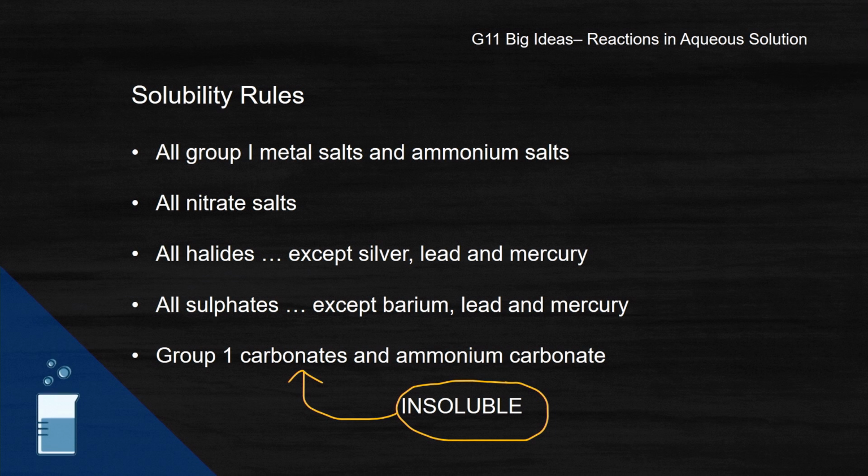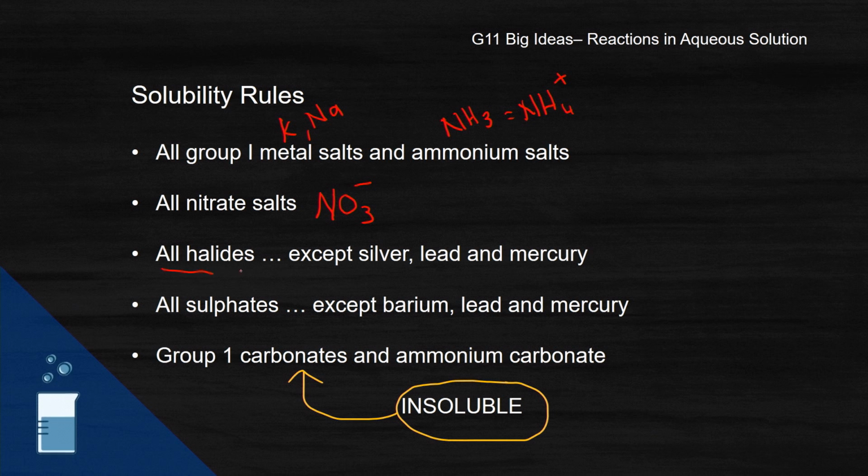This is something that you really do need to learn. It is the solubility rules. You need to know them. All group 1 salts and ammonium salts are soluble. Group 1 metal salts would be potassium, sodium. Ammonia looks like this, NH3, and when it's in its ion form, it looks like this, NH4+. That's the ammonium ion. Those are soluble. All nitrate salts are soluble. Nitrate is the ion NO3-. When it makes a salt with a metal, it will be soluble.